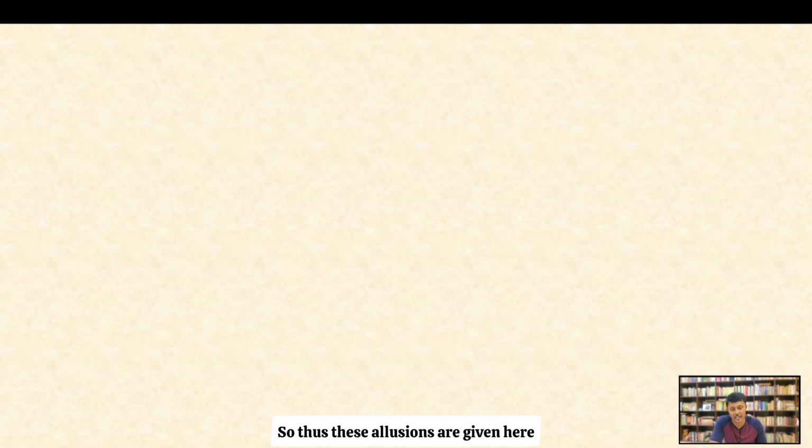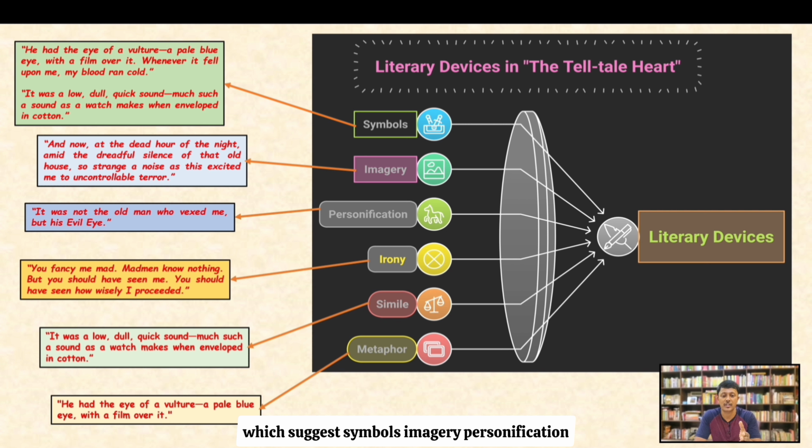Now, moving on again to the literary devices of The Tell-Tale Heart. There are so many literary devices: symbols, imagery, personification, irony, simile, metaphor. These are not very important, even so I have collected these for you. There are the textual examples which suggest symbols, imagery, personification, irony, simile, metaphor, etc. This slide is significant for you only to understand the literary devices in the text.